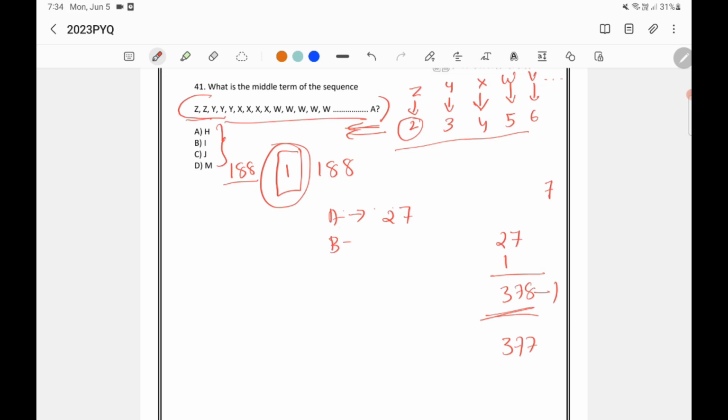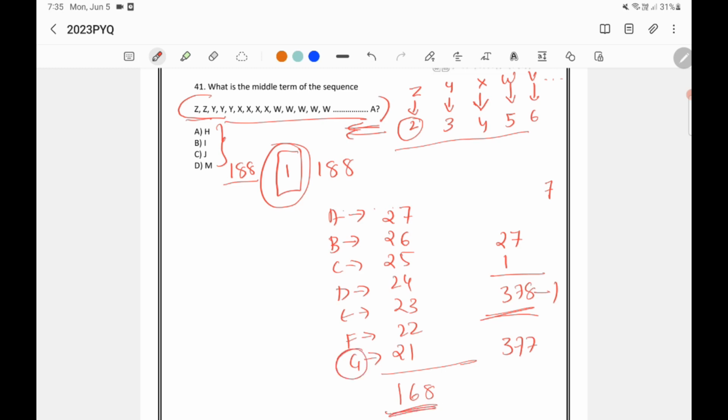So I am adding all these up first. A is coming 27 times, B is coming 26 times, C is coming 25 times, D is coming 24 times, E is coming 23 times, F is coming 22 times, G is coming 21 times. Now if I add all these up, I will get 168. So until G, 168 terms are finished. Now H will come 20 times. Now 168 plus 20 is 188. So all these 188 terms will be A to H. So this term will be I, the I will be starting, right? So this middle term is I. So option B is the right answer here.